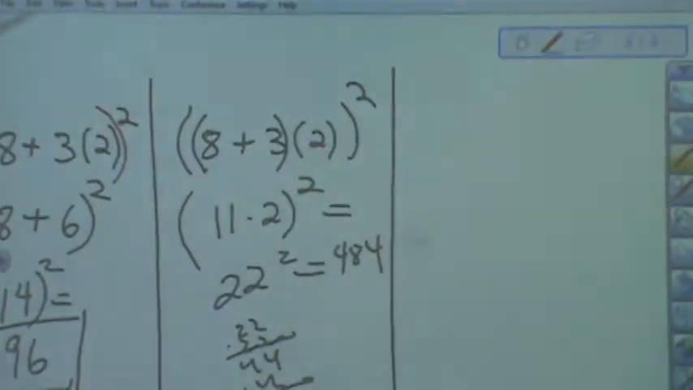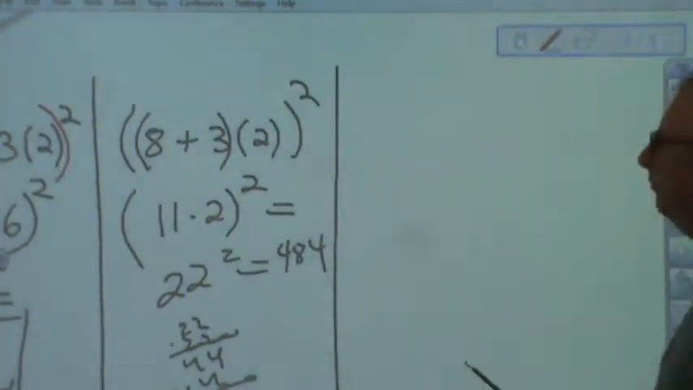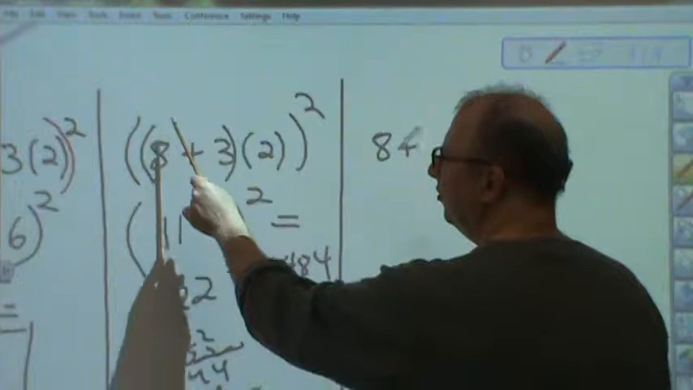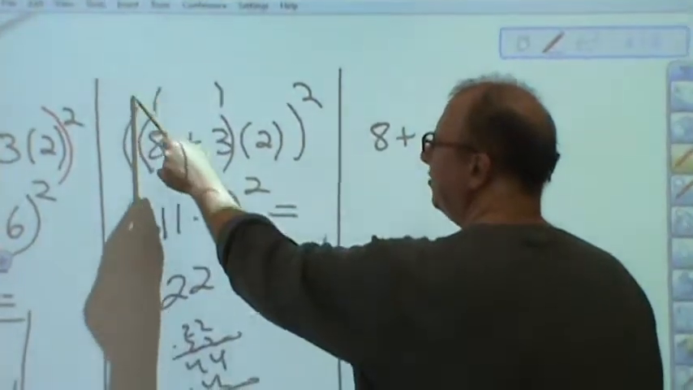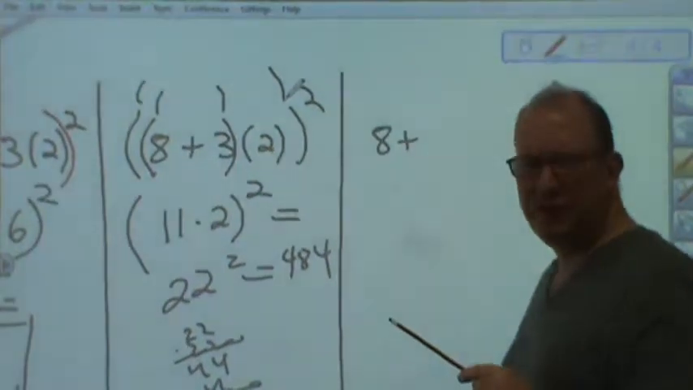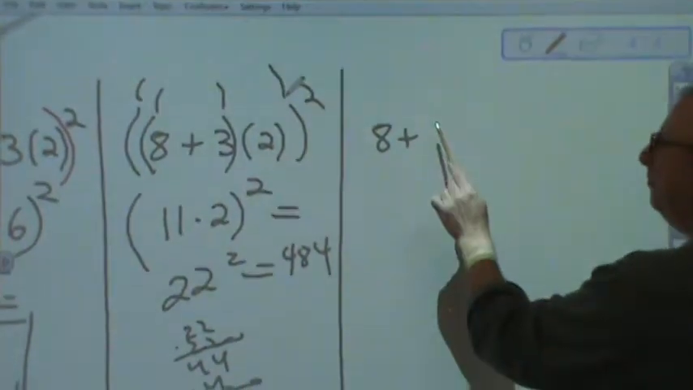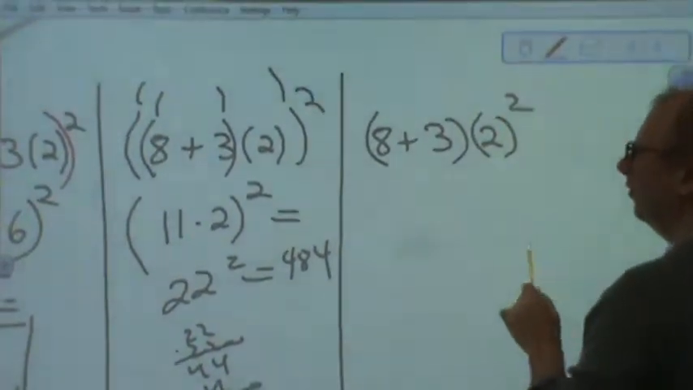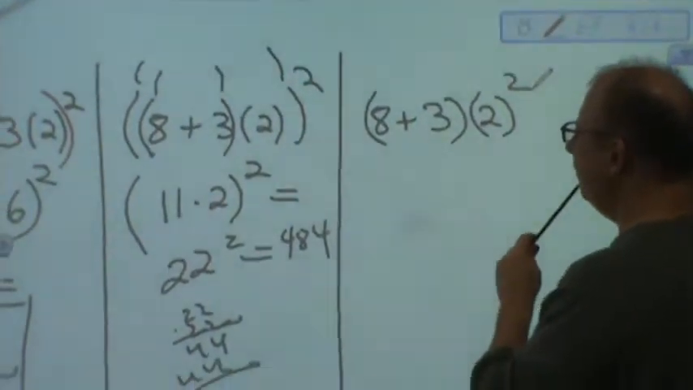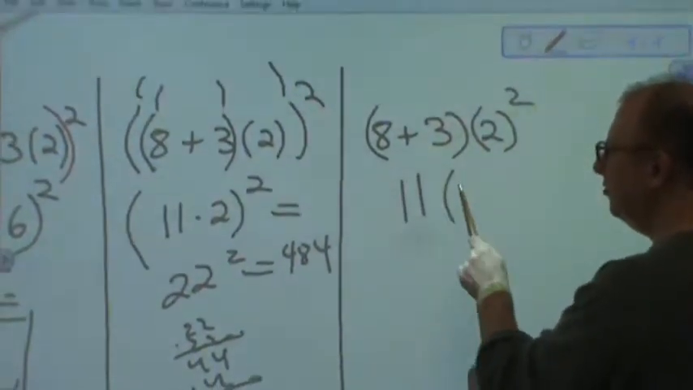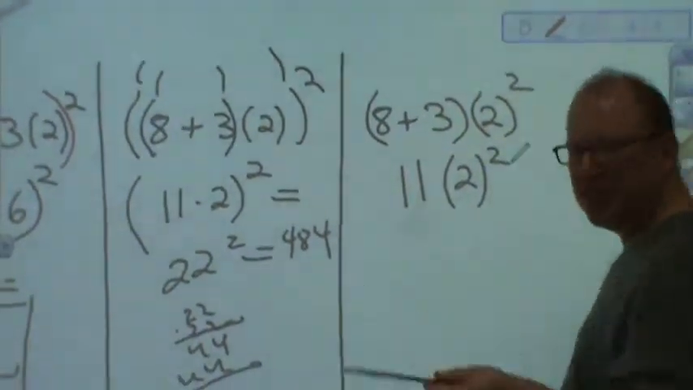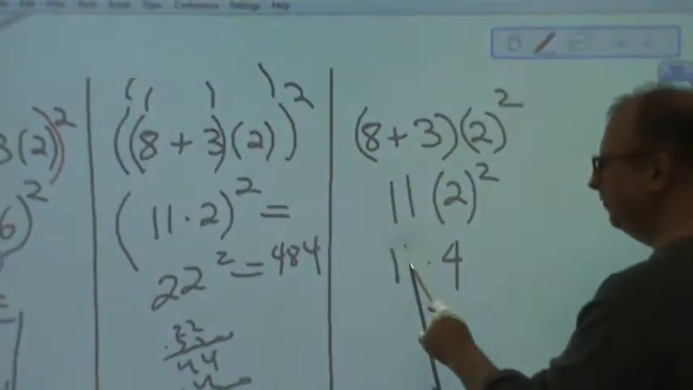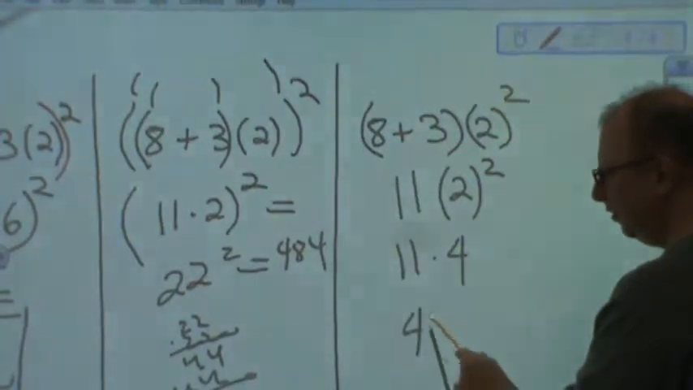And let me put the parenthesis one more time. Okay. I want to point out something about this last one. Notice I had one parenthesis here and a second parenthesis around it, a double parenthesis. Now finally, 8 plus 3 times 2 to the second. Of course, order of operation. Parentheses first. 11 times 2 to the second power. Next step in the order of operation, exponents. 4 times 11. Third step, 44.